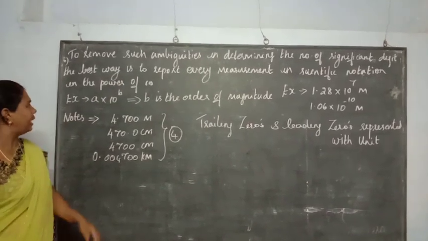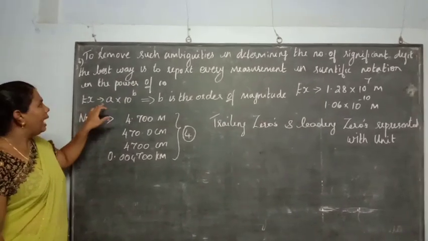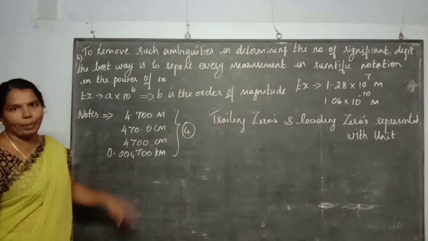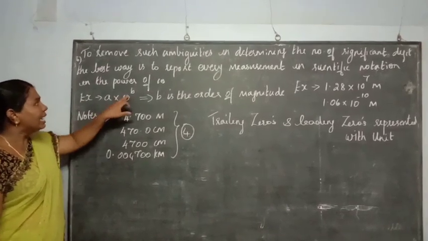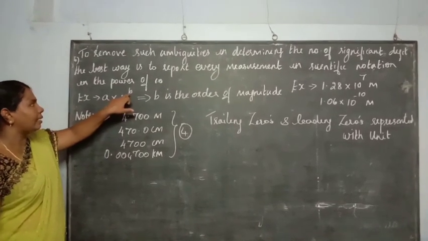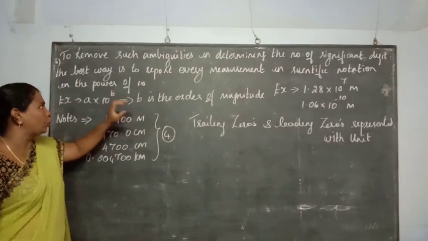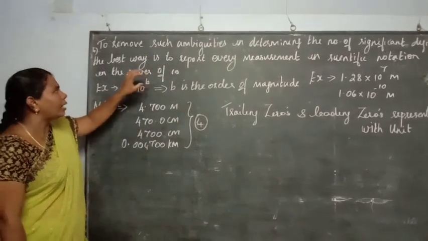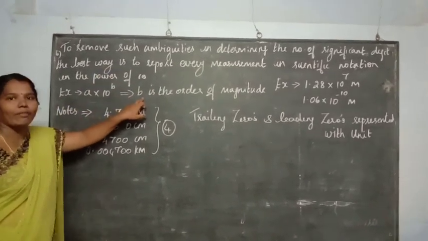In the power of 10. That is, for example here, A into 10 to the power of B. Here the power B is called the order of the magnitude. The power having some values, that B is called the order of the magnitude.